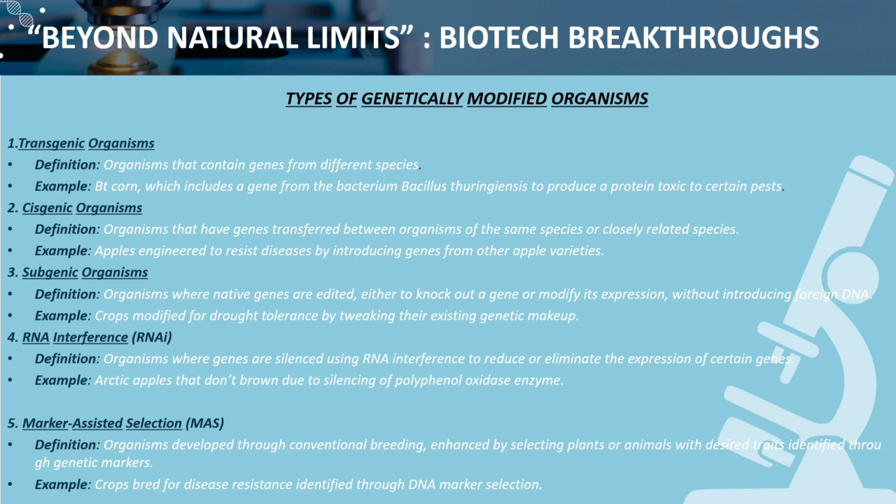And the next one is your marker assisted selection. These are organisms in which we are selecting the desired traits or genes by using biological markers or DNA markers, right? For example, crops bred for disease resistance are identified by DNA marker selection. So such a type is a marker assisted selection, right?